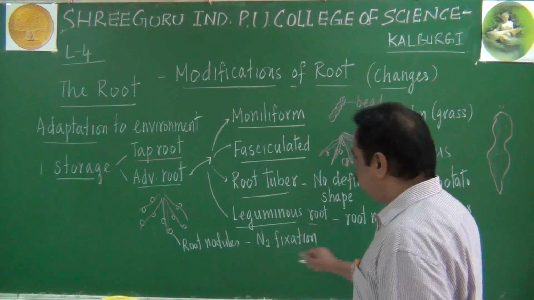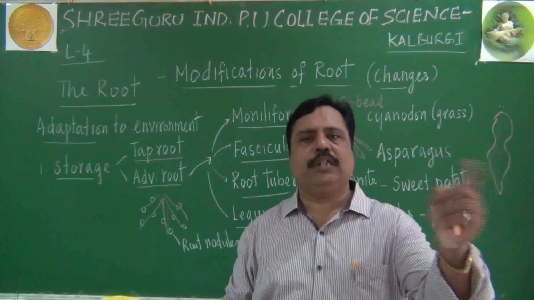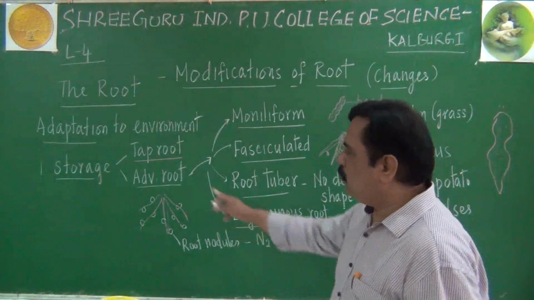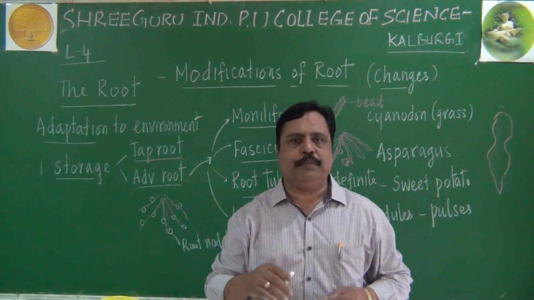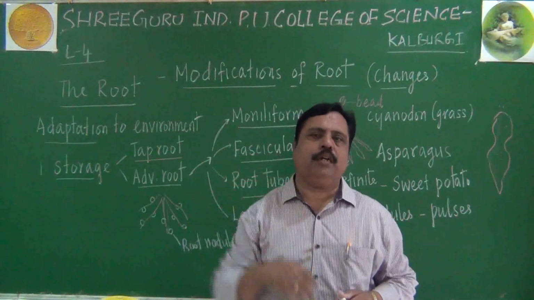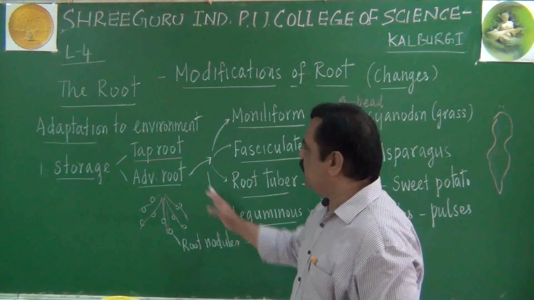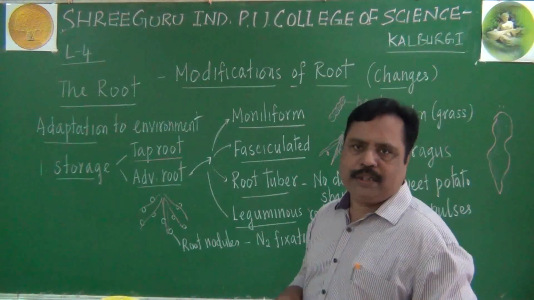That nitrogen will be useful for producing amino acid. Those amino acids will be helpful for producing proteins. So protein rich plants, they are pulses. How they are becoming protein rich is because of the structure called root nodule present in the root system. These are examples for adventitious storage modification.